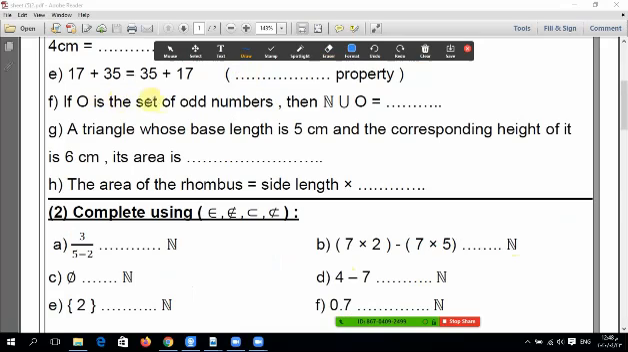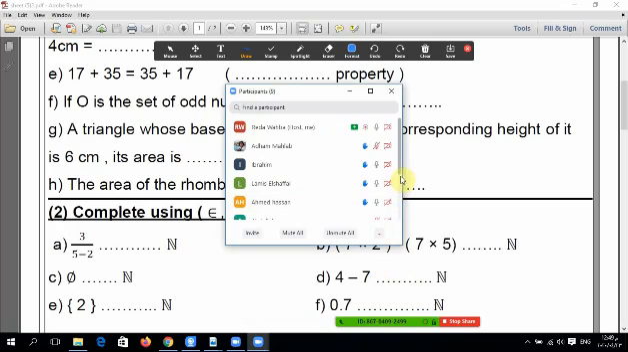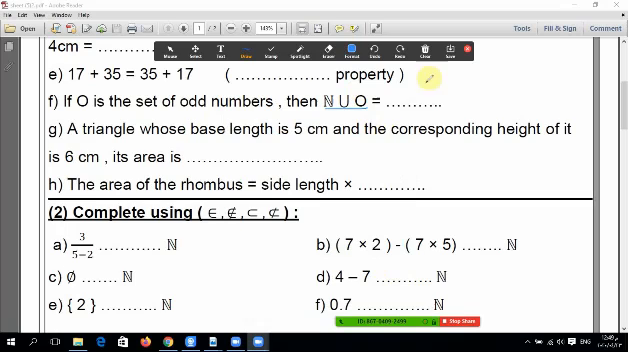If O is the set of odd numbers, then N union O equals N. Thanks, Ibrahim.